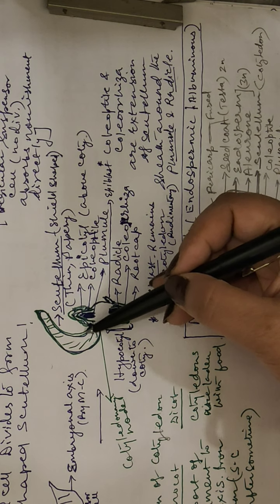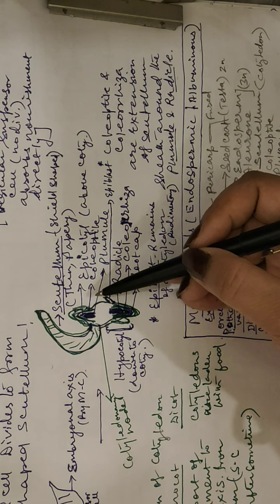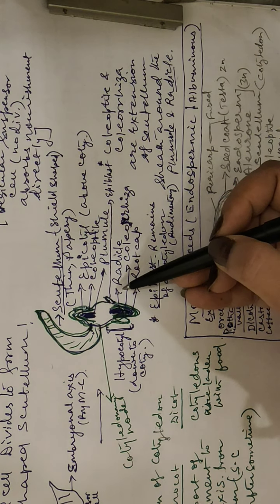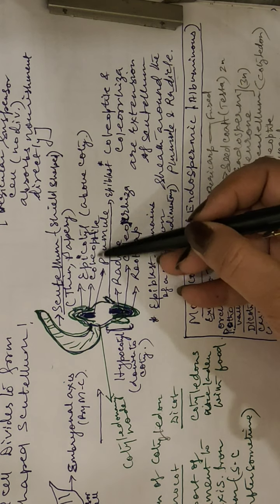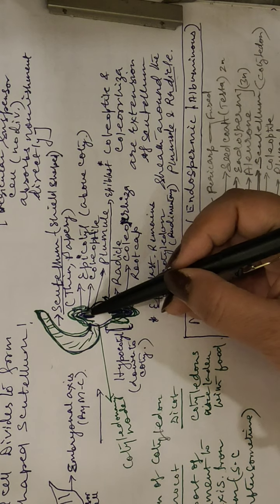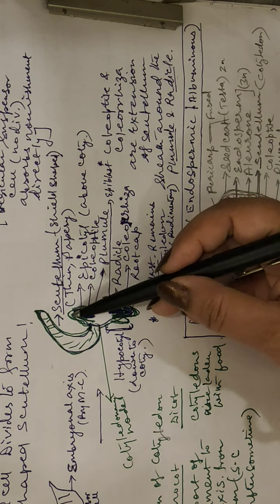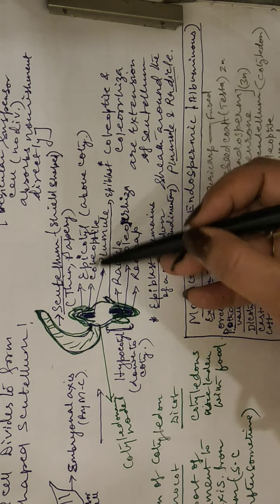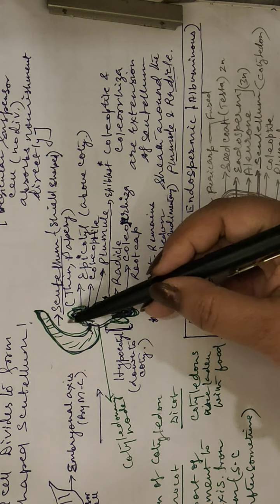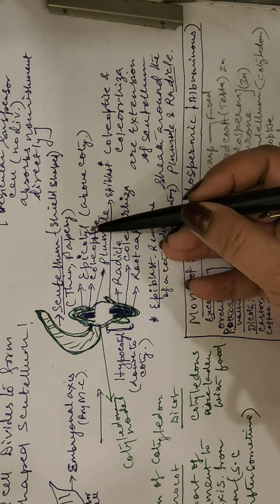This sheath is nothing but the extension of the scutellum itself, and this sheath is very unique to the monocots, and it is called coleoptile. You can look carefully, I'll repeat again. This is the plumule, and just above it this sheath is called coleoptile. This entire part above the cotyledonary node is called epicotyl.